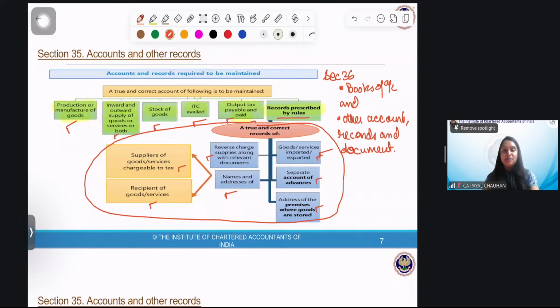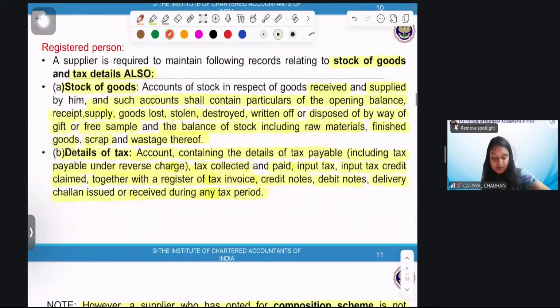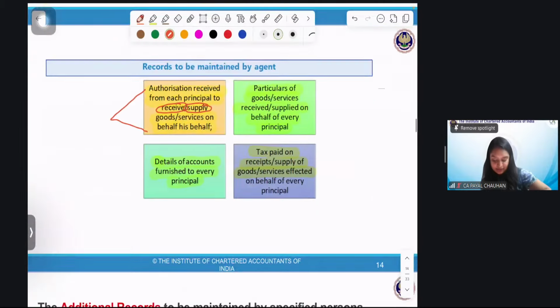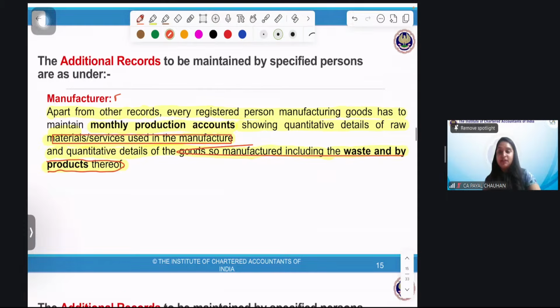My main data came. I have to maintain goods and services imported and exported. I'll have this column there. After that, I'll come to the special person now. I'm a registered person and that too a manufacturer. Now tell me, along with this, I need to maintain a monthly production account of the material and service used in the manufacturing process as well as the goods so manufactured, including the waste and byproduct.